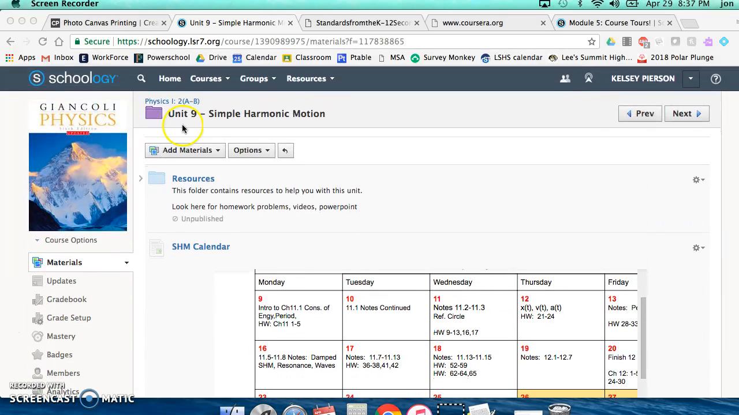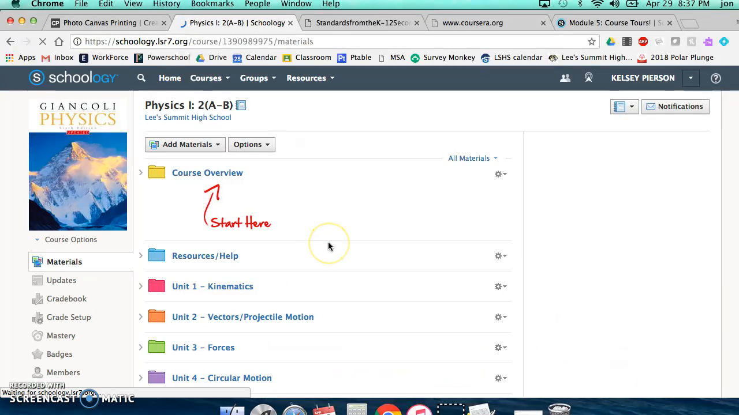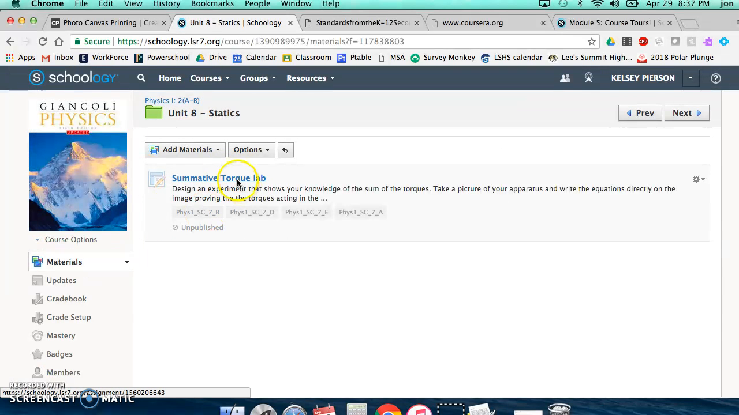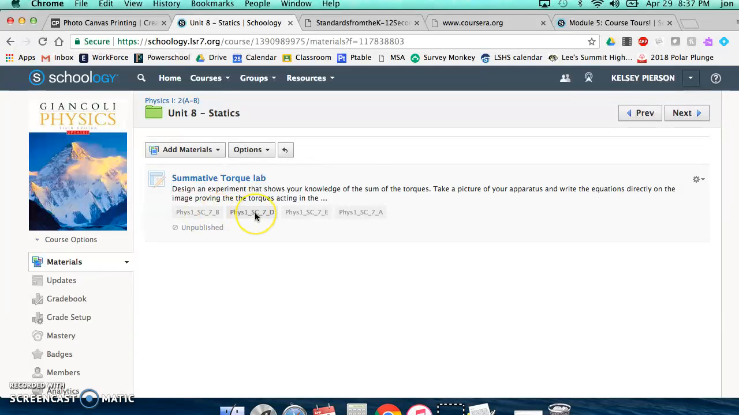There's a few more things in terms of measurable outcomes. So one of our big projects at the end is this summative torque lab. Students have to take a picture of a balanced meter stick with different weights on it and then write equations to prove that the sum of the torques making the meter stick go clockwise are equal to those going counterclockwise. And so here, these things are, you're able to compare the torques caused by various forces.